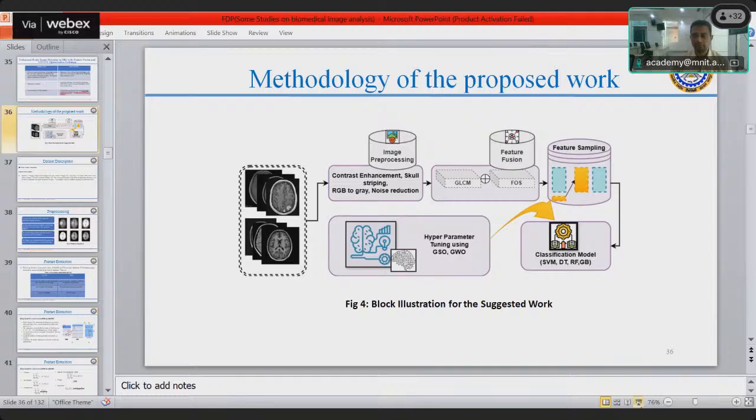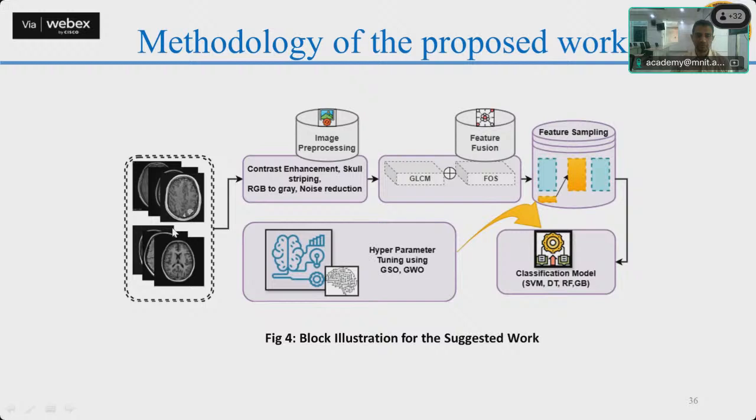Here you can see the different types of images, at the sagittal, axial, and coronal views. First we do the image processing: contrast enhancement, then color stripping, RGB to gray, and noise reduction. Thereafter you use GLCM, the gray level co-occurrence matrix, with first order statistics, then feature fusion, then feature sampling. But along with it, we also do hyperparameter tuning.